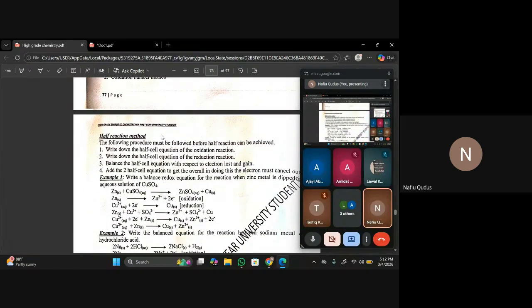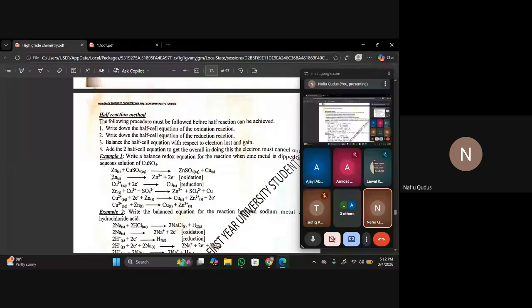So now we have this equation: Zn, CuSO4, ZnSO4, and Cu. Who can tell me what has happened here? In the types of reaction that we did, what kind of reaction is this? Let's talk, please.